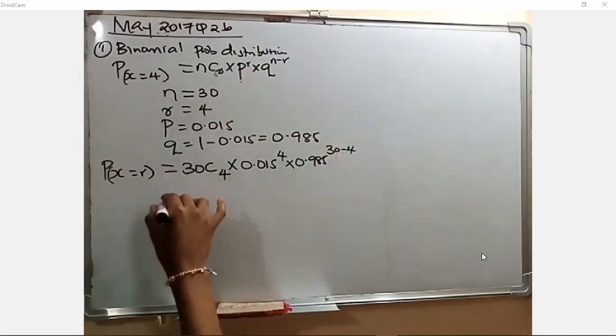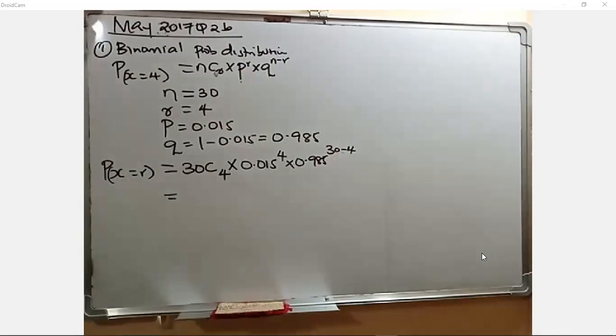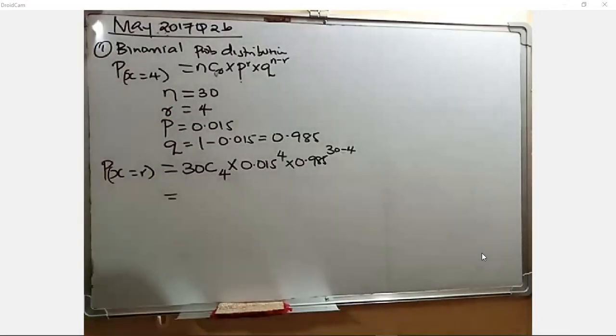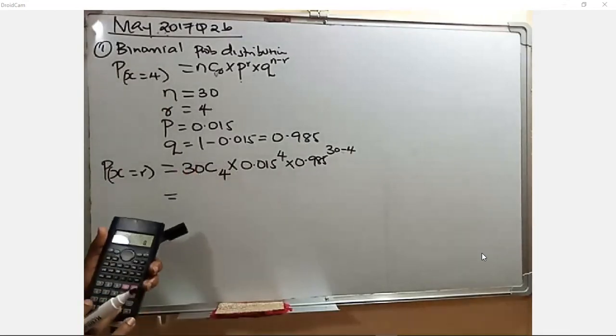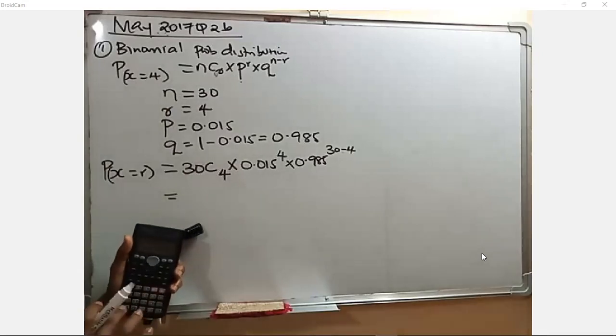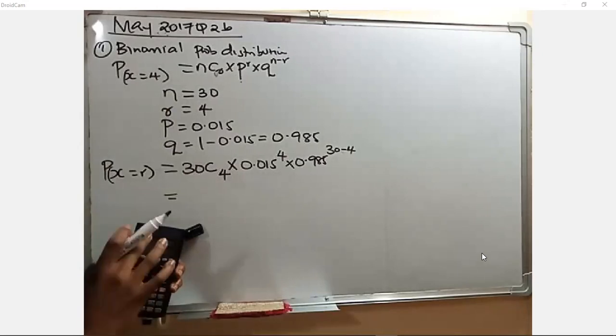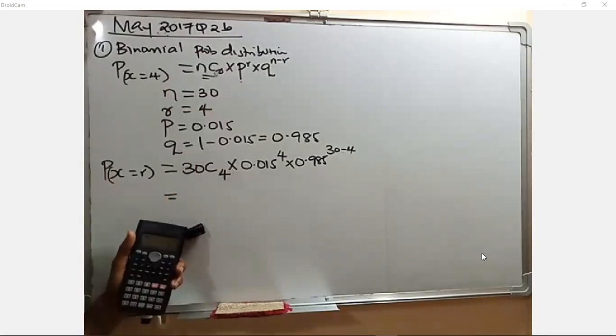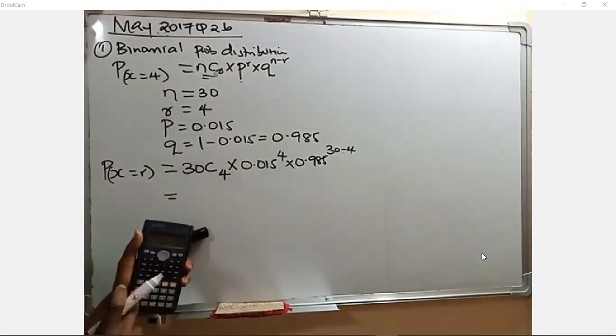So how much are we getting here? As you can see on my calculator, it has n combination r here. So directly we'll be able to press to get our C. I just say 30 combination, because it is n combination r. This one is already displayed in your calculator. So I just press that button, combination 4.